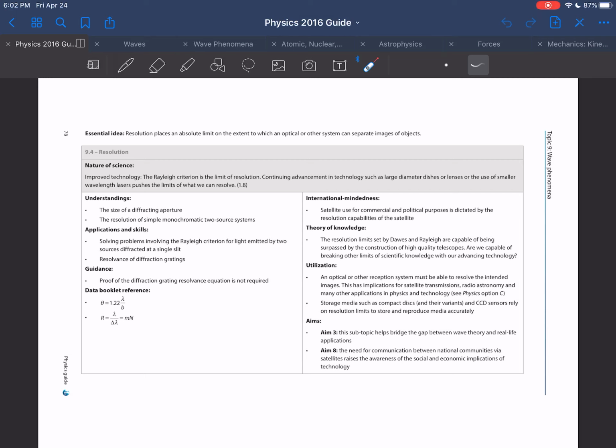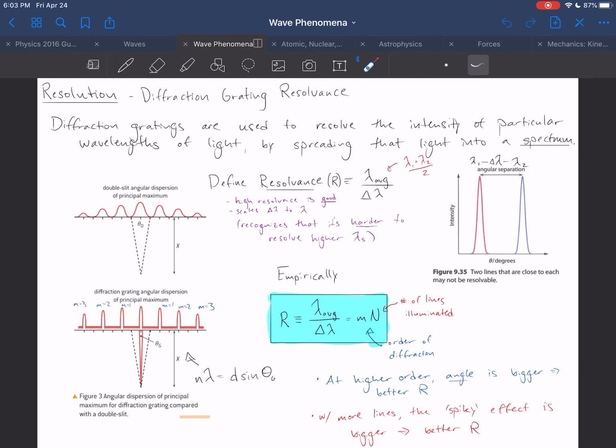Hello everyone. In this video we will finish up our examination of topic 9.4 resolution by examining the resolvance of diffraction gratings. So diffraction gratings, as we've seen in a prior unit, you may want to pause here and remind yourself of all that we know about diffraction gratings before moving onwards.